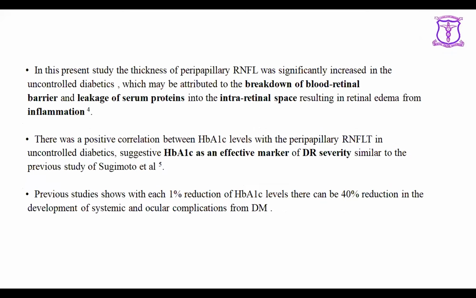In the present study, the thickness of peripapillary RNFL was significantly increased in uncontrolled diabetes, which may be attributed to the breakdown of the inner blood-retinal barrier and leakage of serum proteins into the intraretinal space, resulting in intraretinal edema from resulting inflammation. There was a positive correlation between HbA1c levels with the peripapillary RNFL thickness in the temporal quadrant in the uncontrolled diabetes, making sure that HbA1c level can be used as an effective marker of DR severity, similar to the previous study of Sugimoto et al. And also the previous studies showed with each 1% reduction of HbA1c level, there can be 40% reduction in the development of systemic and ocular complications from diabetes mellitus.